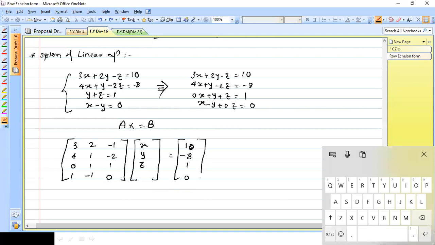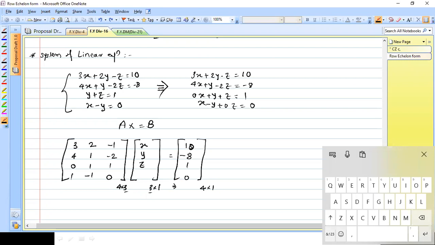Now you know matrix multiplication. What is the order of this matrix? The order of the first matrix is 4 cross 3, yes, sorry. What about the variable matrix? It is 3 cross 1. So what should the resultant matrix be? If the columns of the first matrix and the rows of the second matrix are equal, our resultant matrix is 4 cross 1. So this is valid.